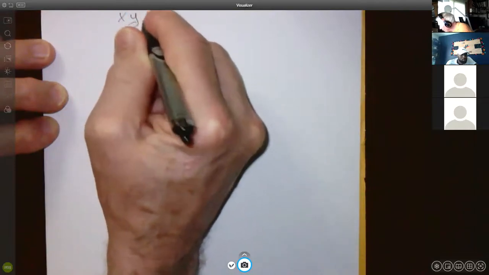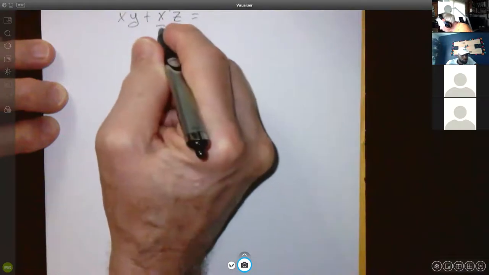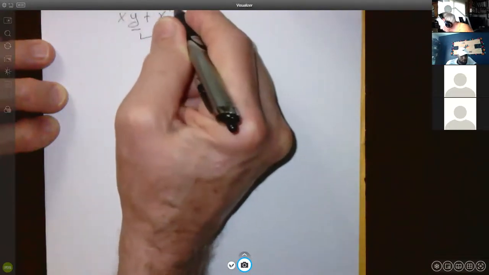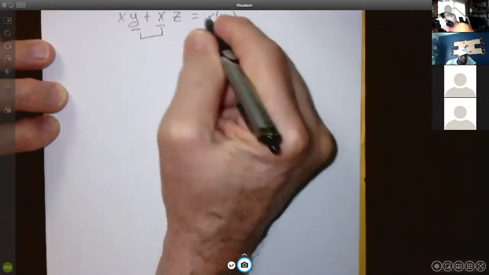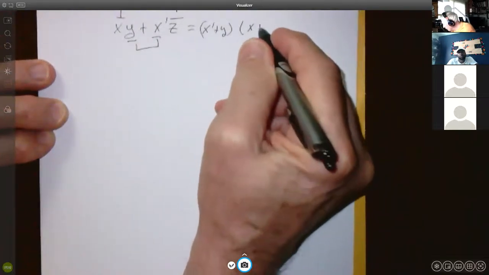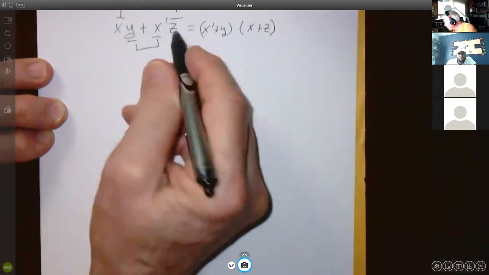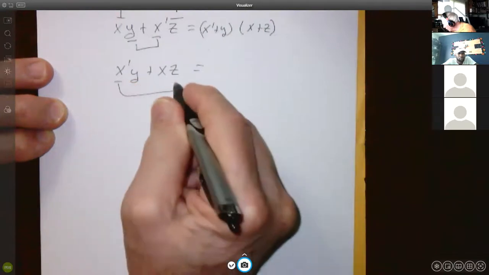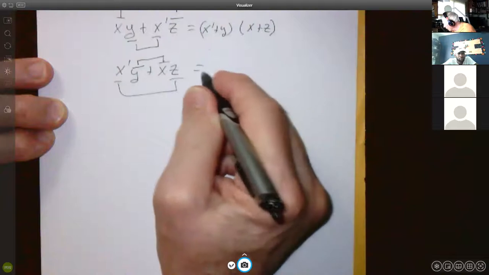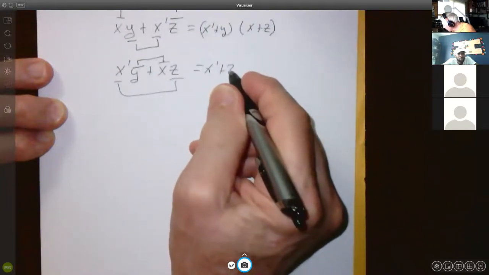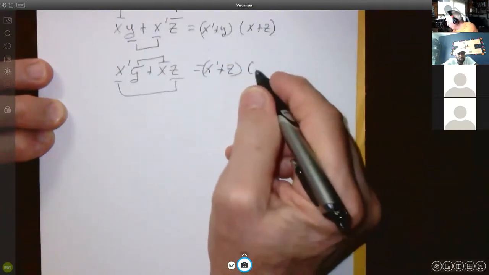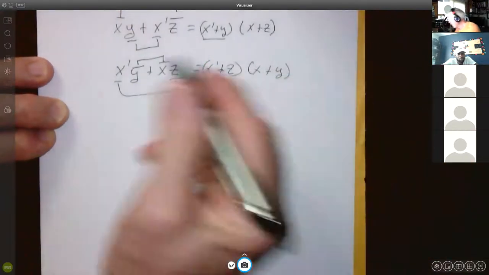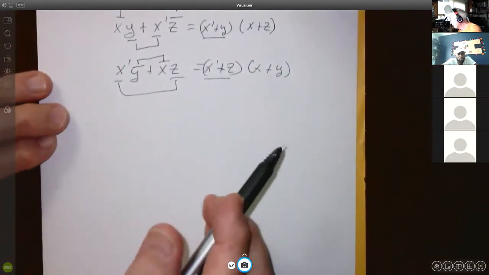So if you have XY plus X prime Z, we draw a line under the Y and the Z. So we're gonna do X prime plus Y quantity and then X plus Z. So that's X prime plus Y quantity times X plus Z. Now it doesn't matter whether you write it XY plus X prime Z or whether you write it X prime Y plus XZ. If you write it this way, then you're going to get the same idea. You're going to get X prime plus Z quantity times X plus Y. So notice that here you have X prime plus Z, here you have X prime plus Y. It doesn't really matter. However it's written is what you get. And it's true either way. So don't let that freak you out.